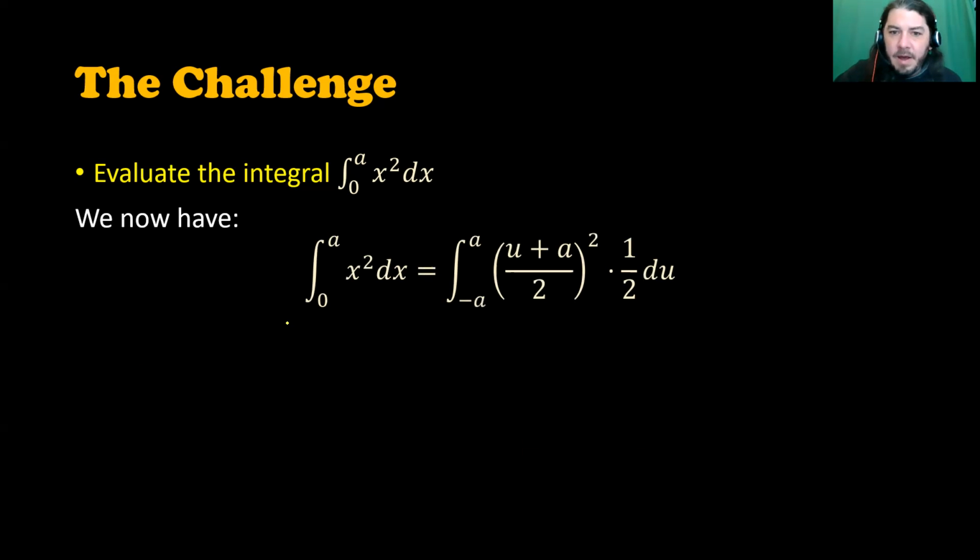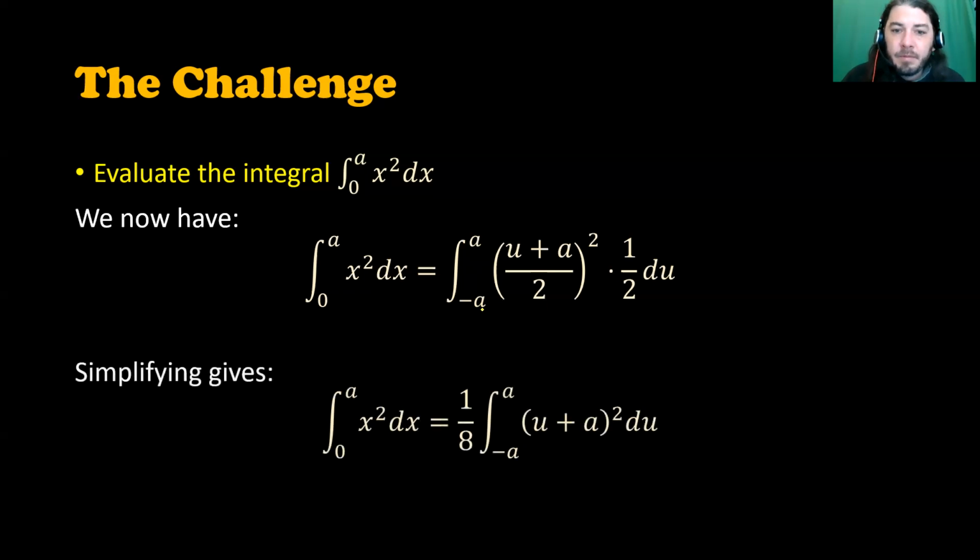This thing, right? The x became the (u plus a) over 2, so that's x squared. The dx became the 1/2 du over here, and then the new limits of integration are minus a to a. With a little bit of algebra, we can clean this up a little bit. We could pull out a 1/8, right? Because the 2 on the bottom here becomes a 4 when you square it, and then we've got another 1/2 out here. So we can completely just pull out a 1/8.